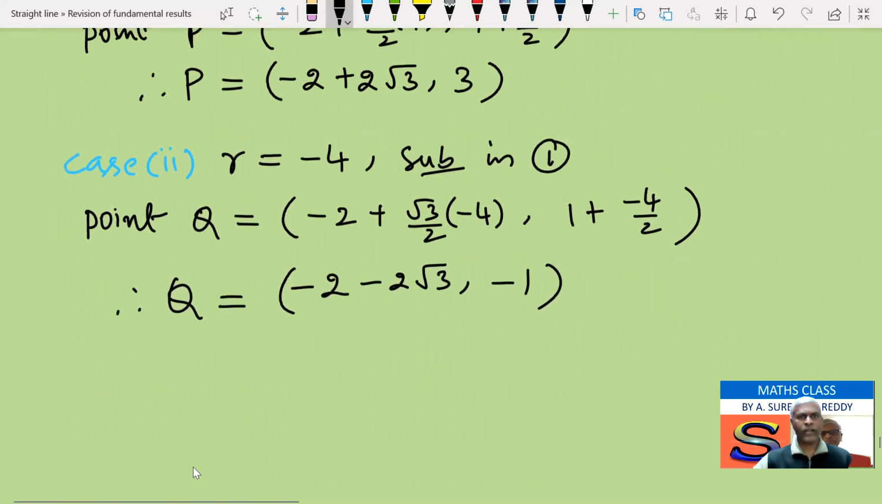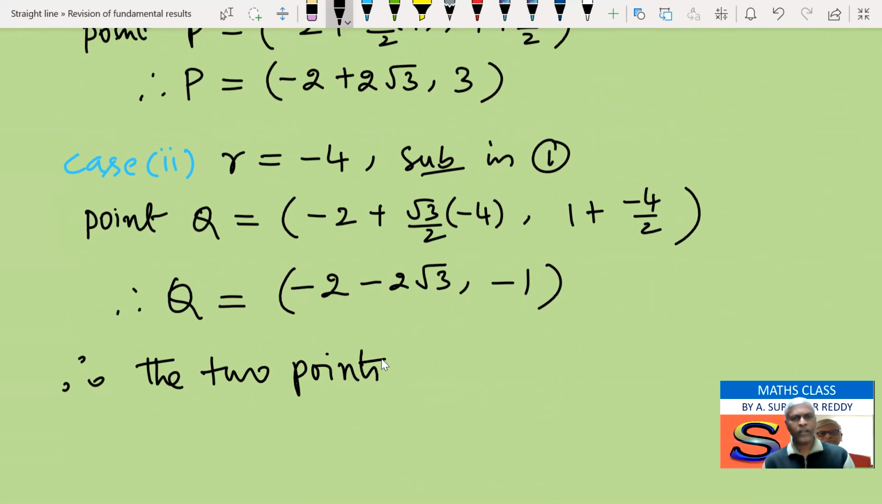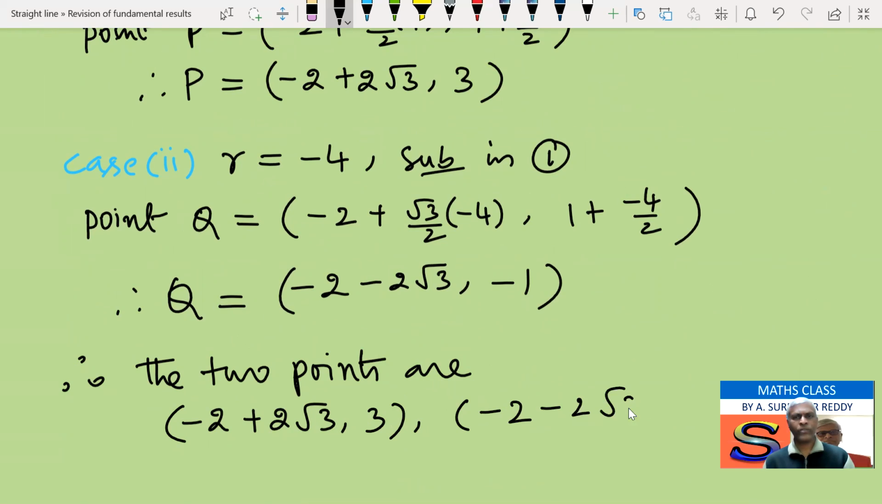Now you can write them. Therefore, the 2 points which are at 4 units distance from the given point A, the first one is minus 2 plus 2 root 3 comma 3 and minus 2 minus 2 root 3 comma minus 1. So these are the 2 points.